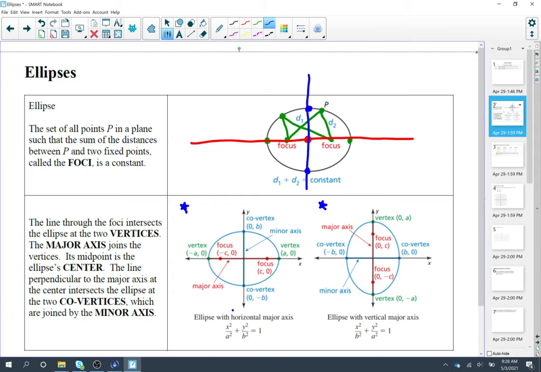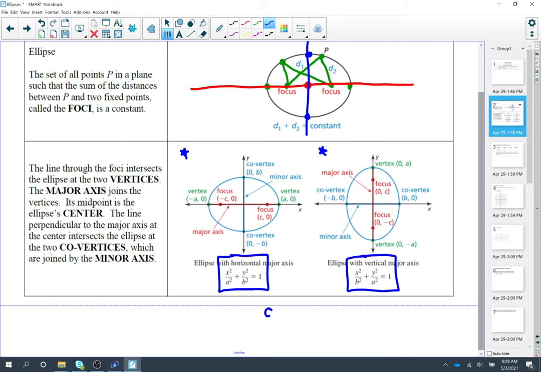You then have two equations if your ellipse is centered at the origin. Take a very, very close look at these. Notice that the x squared is the first variable, the y squared is the second variable. Do you notice, though, that the a and the b flip-flop and they change? So based on where your major and minor axis are, a is always your larger number. So a is always going to be larger than b, and this is important.